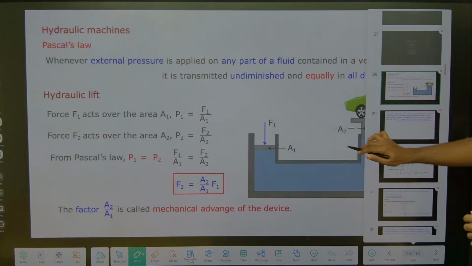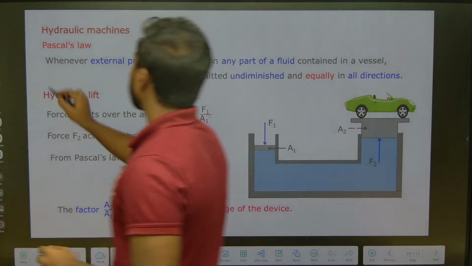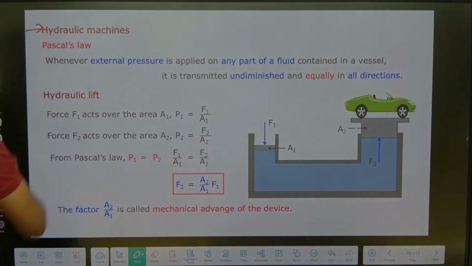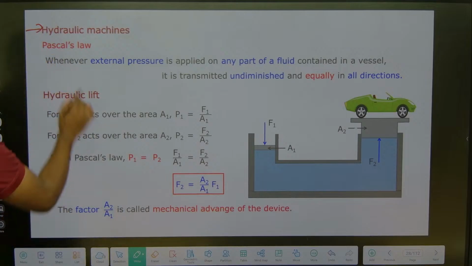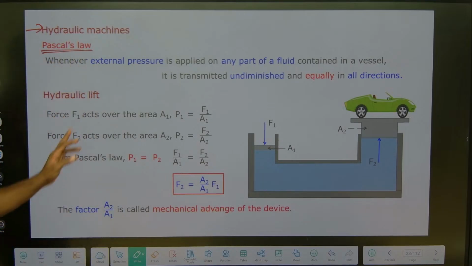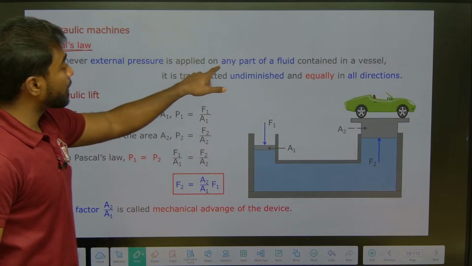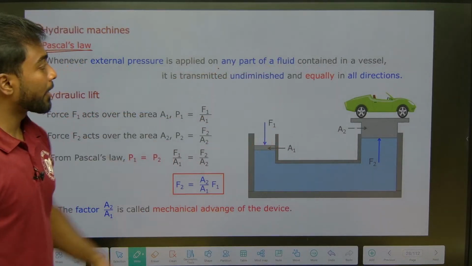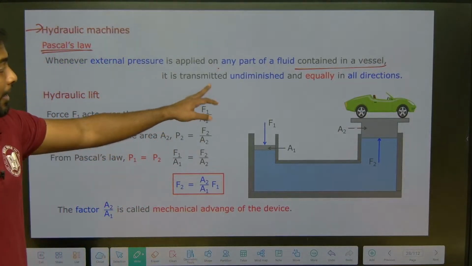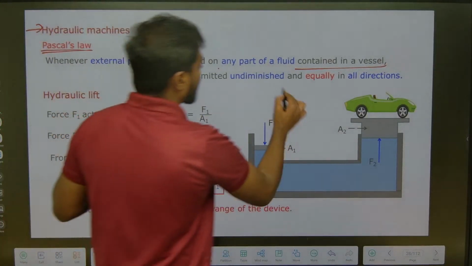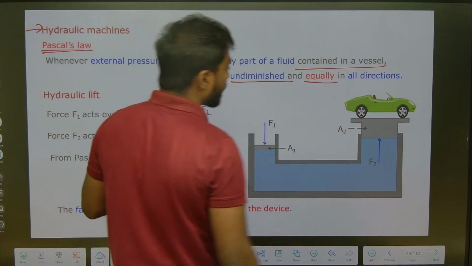Yeah, so the next application is the hydraulic machine. Where are we using this hydraulic machine? Simple thing, first we'll understand what Pascal's law is. Whenever external pressure is applied on any part of a fluid contained in a vessel, it is transmitted undiminished and equally in all directions.